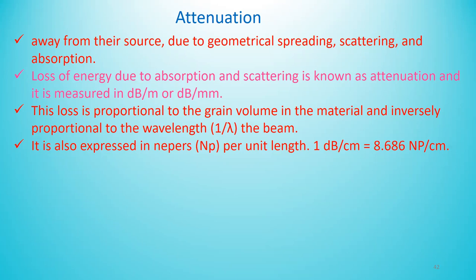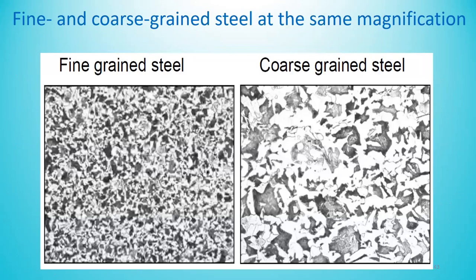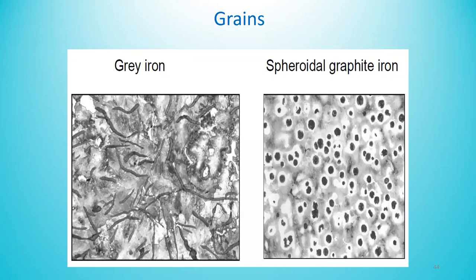1 dB per centimeter is 8.686 nepers per centimeter. So these are fine grain steel and coarse grain steel. These are two types of grain structure. Gray iron, spherical graphite iron.